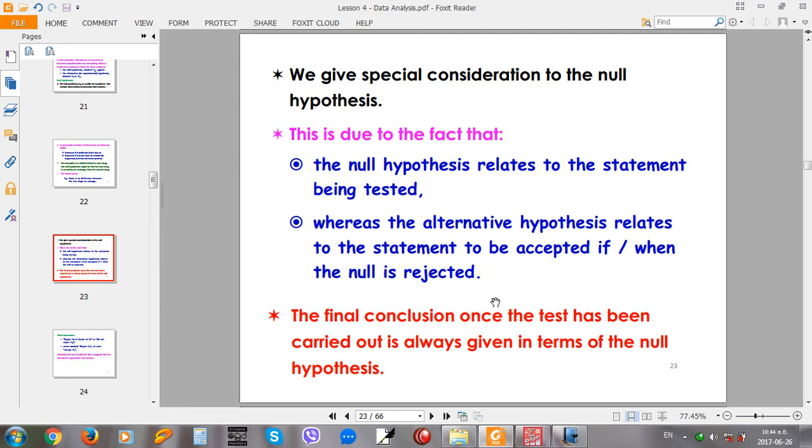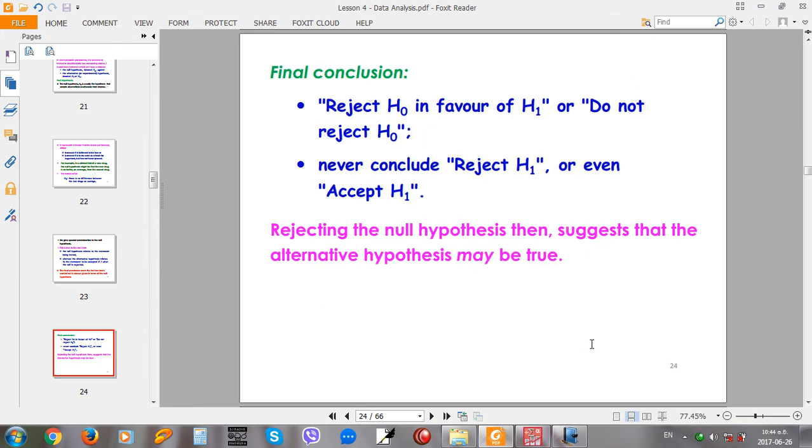But sometimes, after testing the hypothesis using the statistical method, it can be wrong and should be rejected. In that case we have to write an alternative hypothesis. The final conclusion, once the test has been carried out, is always given in terms of the null hypothesis, right? Final conclusion: reject the null hypothesis in favor of the alternative hypothesis, or do not reject the null hypothesis. Rejecting or accepting the null hypothesis is based on some statistical values, so we will discuss that later.